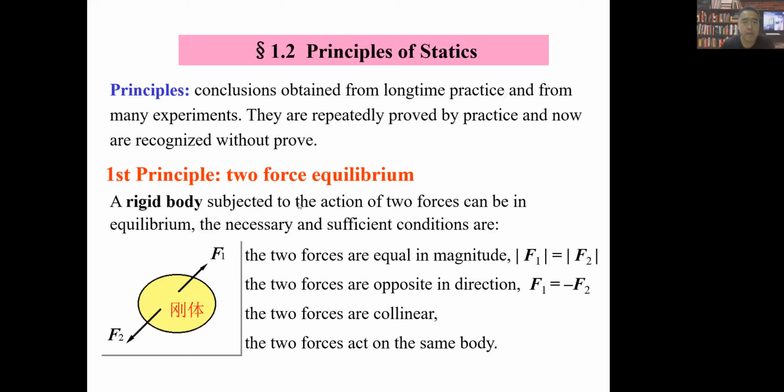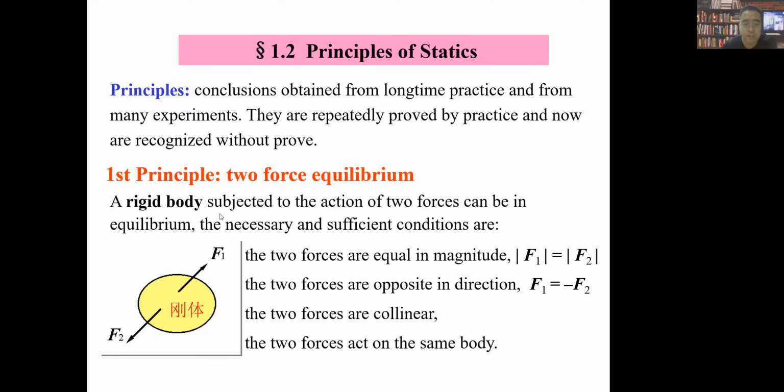All you guys should listen to me carefully and think enough. If you cannot totally accept what I'm talking about, please take your time, look at this picture, look in the textbook again, and try to grasp all the principles. Okay. So the first principle: two-force equilibrium.